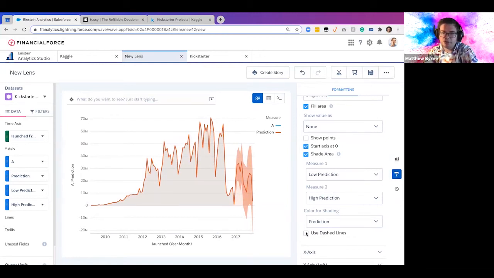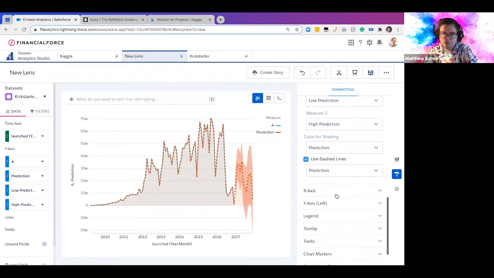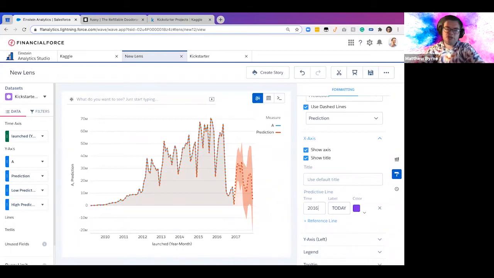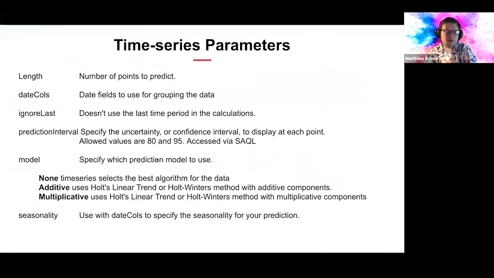We can also go ahead and use dashed lines maybe for the prediction. Okay, but we could leave the A column in a solid blue line as well. Plus, if we go to some of these more formatting options, we can add in a predictive line where it's going to be enter the date, and it'll allow me to see today's value in there as well. So that's how that kind of information can be formatted. All of those functions can be applied.